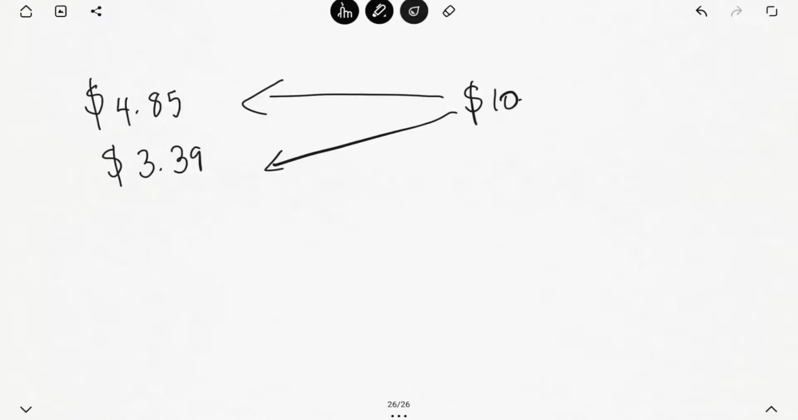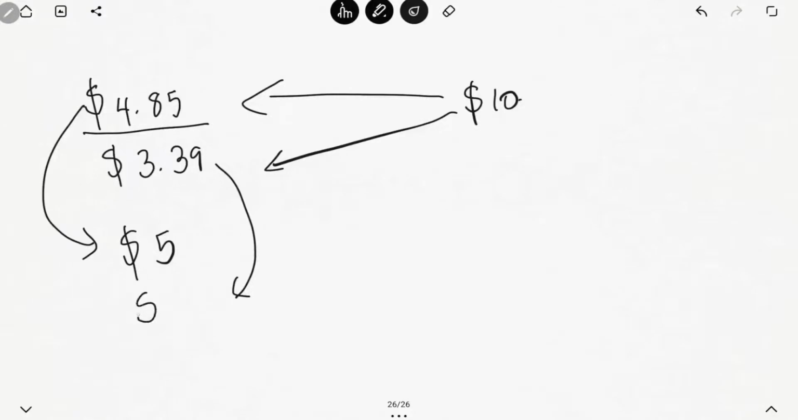Well, the quickest way is to make an estimate. One thing costs $4.85. Based on everything we learned, would we round up or round down? We would round 485 up because it's greater than 450. We'd round it up to $5. And we would round 339 down because it's less than 350. We would round it down to $3.